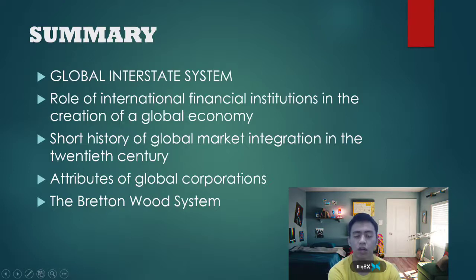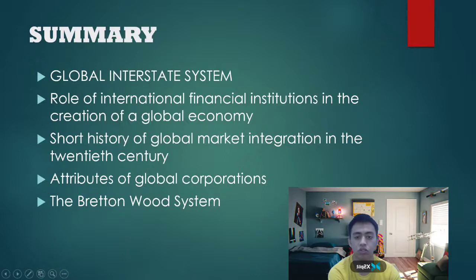The first is the importance of the global interstate system and its most important features, and secondly, the role of international financial institutions in the creation of the global economy. There are types of it: the World Bank, Asian Development Bank, Islamic Development Bank, International Monetary Fund. These international financial institutions can help other countries if they need help, or they will borrow money financially.